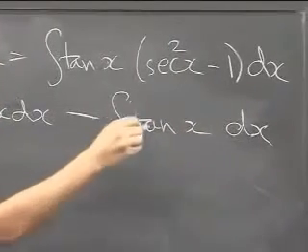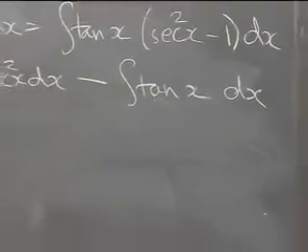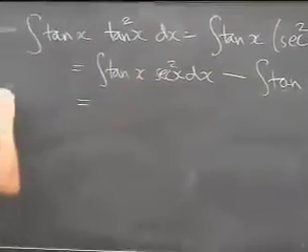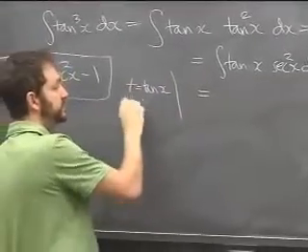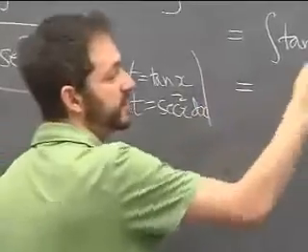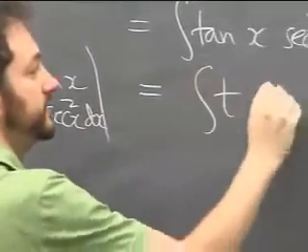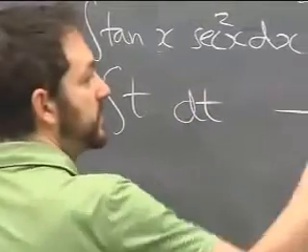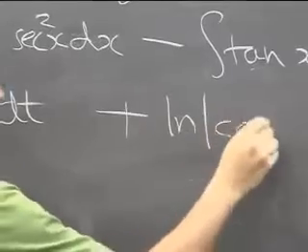Now this one we've already done. It's a lower power. It happens to be the first power. As for this one, you can do it with a t substitution. If t is tan x, dt is secant squared x dx. Beautiful. There's the secant squared x dx sitting there ready for us to use. So this is the integral of t dt. This one we've already done, and we've seen it's actually minus log of cosine x.